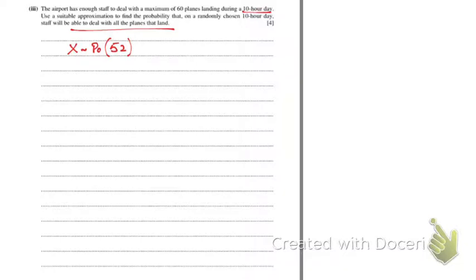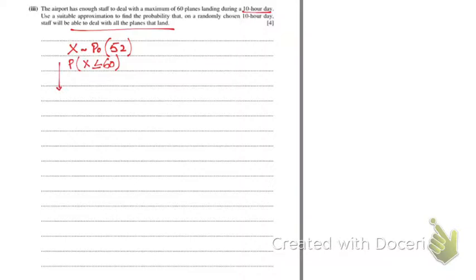Then it says we have to find the probability that the staff will be able to deal with all the planes that land. The staff can deal with a maximum of 60 planes. So what we are looking for over here is the probability of X less than or equal to 60. So at most 60 planes land, and that is the probability that the staff will be able to deal with all the planes that land. But then we have to approximate it to a normal distribution. Why? Because lambda is greater than 15. Using the central limit theorem, since lambda is greater than 15, we'll approximate it to a normal distribution.